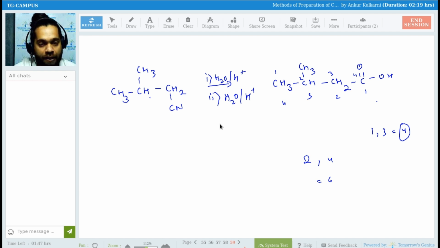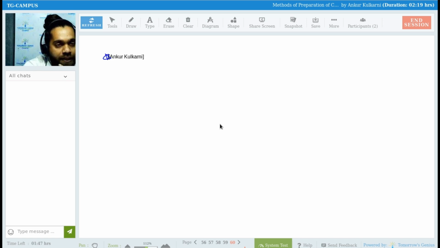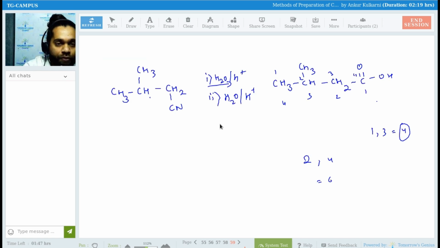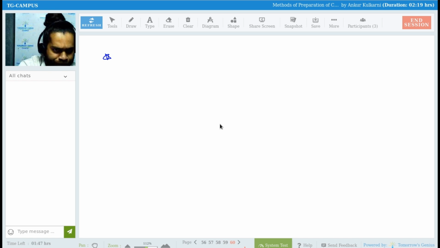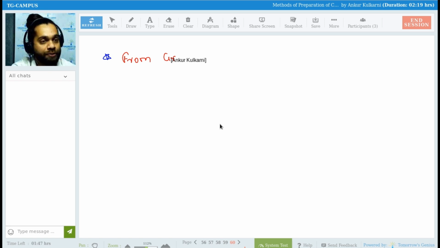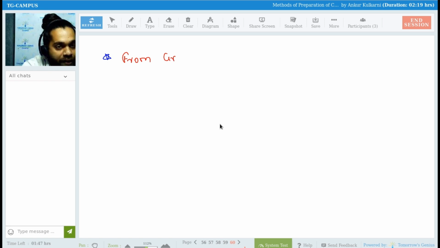Now let's go to the next. That is preparation of carboxylic acids from nitriles and amides. This can be done in acidic medium as well as basic medium. Both are fine. You are just doing the hydrolysis. Now next is from Grignard reagent. What is a Grignard reagent? I'm not able to pronounce it. What is Grignard reagent, Sasidaran?